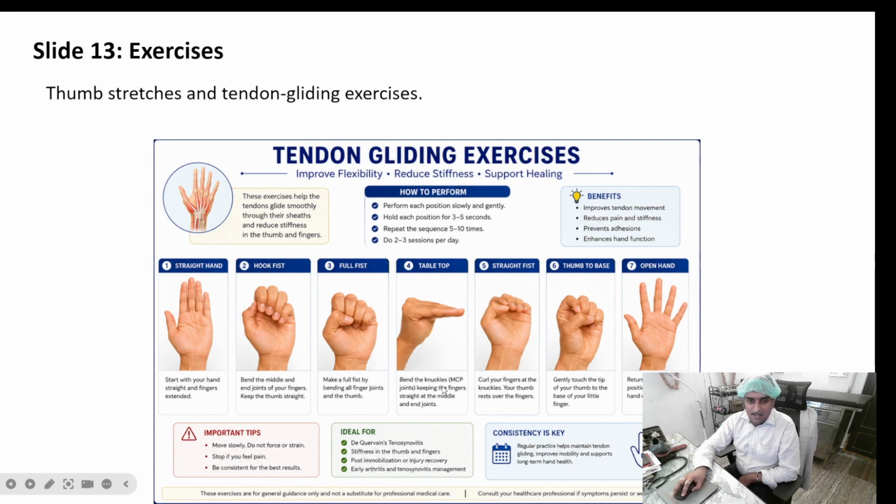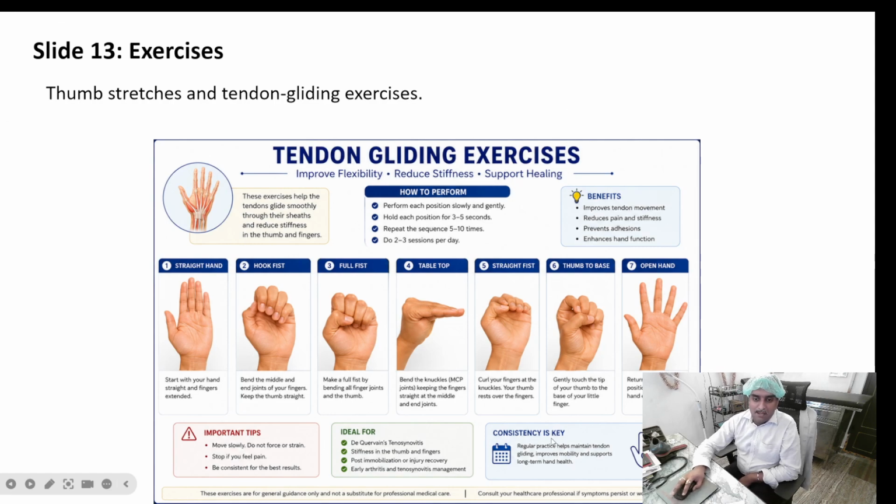Bend the knuckles, that is the MCP joint, keeping the fingers straight at the middle and the end joints. Curl your fingers at the knuckles. Now your thumb rests over the fingers. Gently touch the tip of your thumb to the base of your little finger. So this is what I want to explain. Return to the starting position with your hand open.